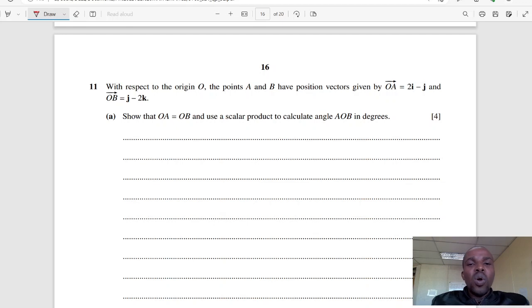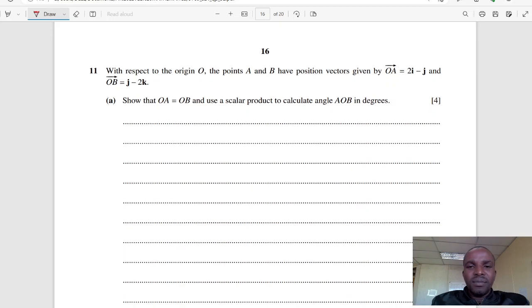With respect to the origin O, the points A and B have position vectors given by OA is equal to that one and OB is equal to that one. Show that OA is equal to OB and use a scalar product to calculate angle AOB in degrees. Show that OA is equal to OB. These are the lengths, so we just have to use magnitude, right? So the magnitude of OA must be equal to the magnitude of OB, the length of line OA, OB. What is OA in this case? OA is this one.